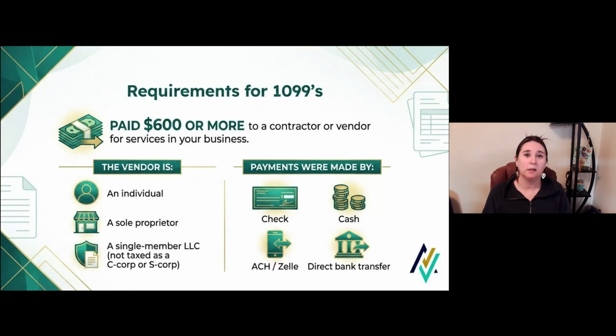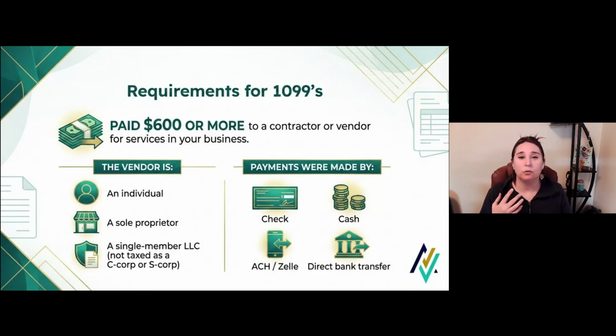The people that you need to send one out to are individuals, sole proprietors, single member LLCs, and basically anyone that doesn't have a corp in it. If they're classified as an S corp, you don't need to send one. If they're classified as a C corp, you don't need to send one. This is the checks and balances system that the IRS has. Just like an employee that you send a W-2 at the end of the year, the IRS receives that and checks it against their tax return. This is the same thing, but with contractors that you pay.